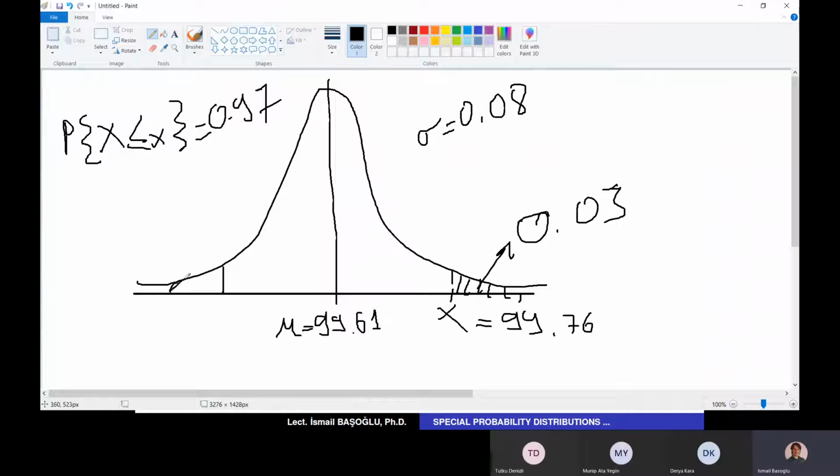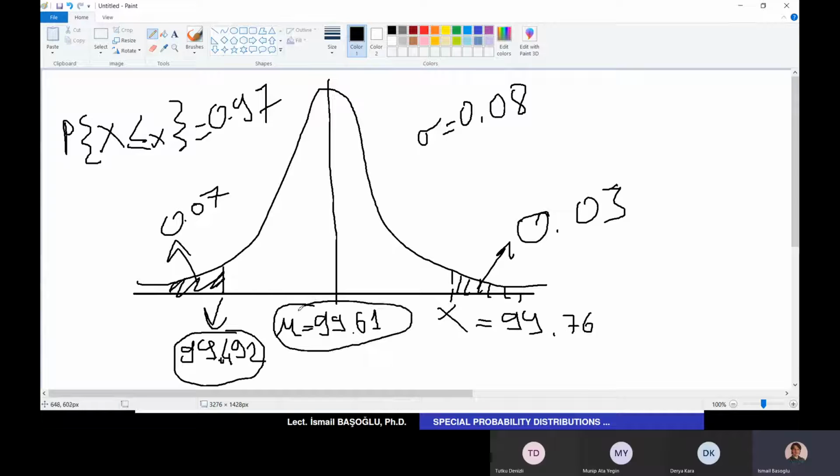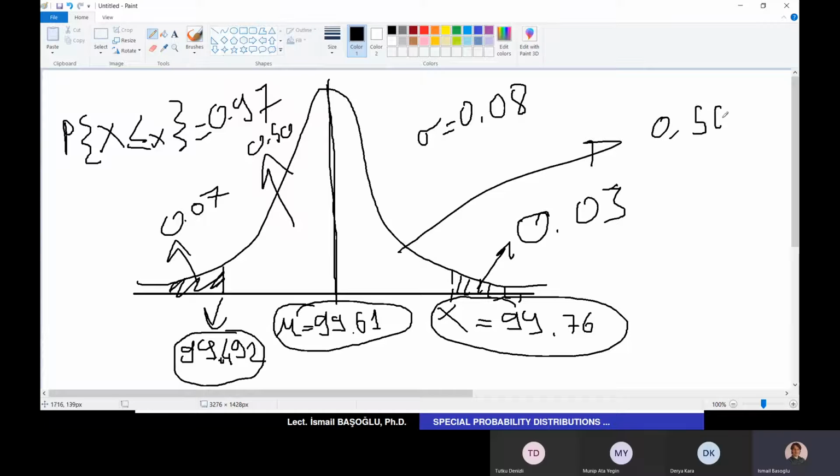And in part C, if you remember, we asked something similar. We said that the area here is going to be 0.07, and that critical value was found as 99.492. Do you see that this value is less than the location parameter, and that value is greater than the location parameter? Remember, the location parameter divides the distribution into two equal parts. Here is 0.50, and this part is also 0.50, so this distribution is symmetric around this. Therefore, this value was less than the location parameter, and this value was greater than the location parameter.